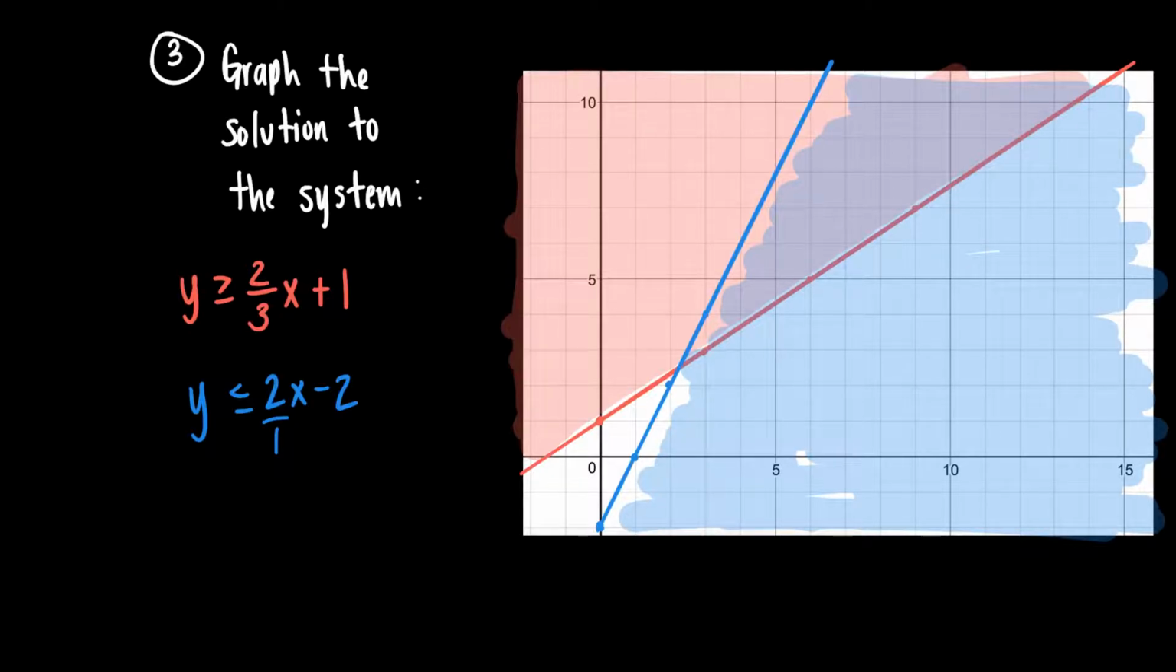If we pick a point here at 7, 2, that satisfies the blue inequality, right? It falls in the blue zone, but it doesn't satisfy the red inequality. It doesn't fall in the red zone. So this point right here at 7, 2 would not be in our solution set.